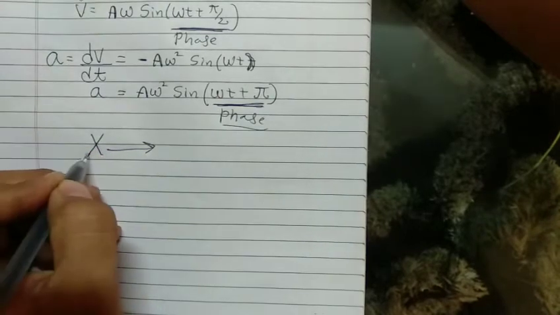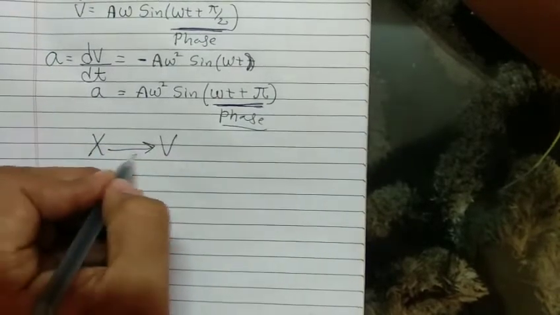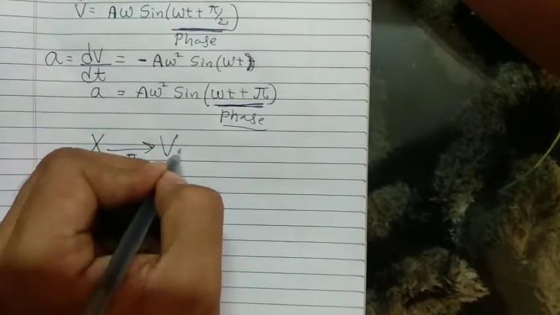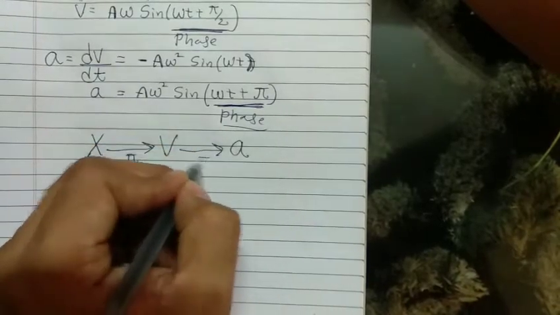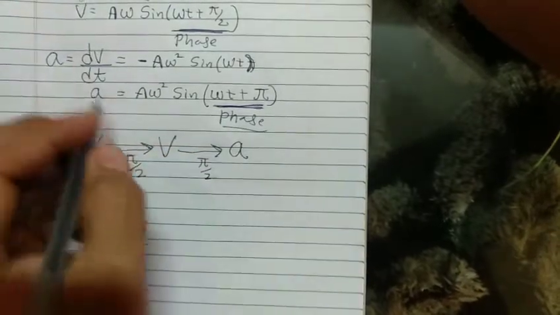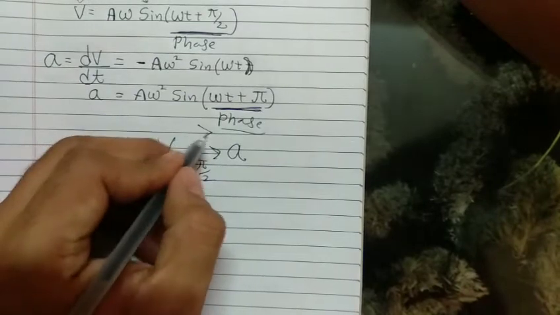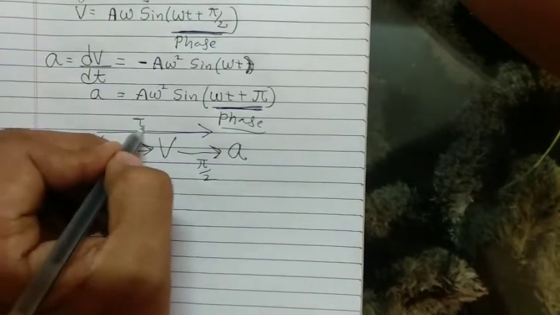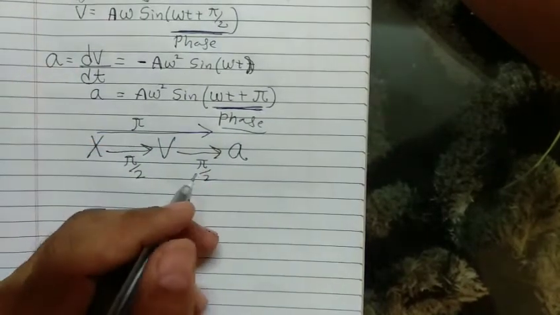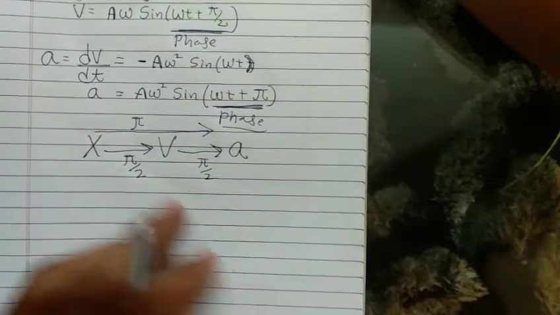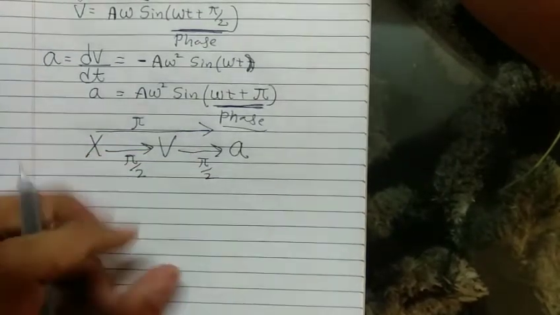X, then V is there. V is ahead by pi by 2, and from V acceleration is again ahead by pi by 2. So overall acceleration is ahead of this x by pi angle. Okay, like this. Okay, clear? This kind of a thing is there.